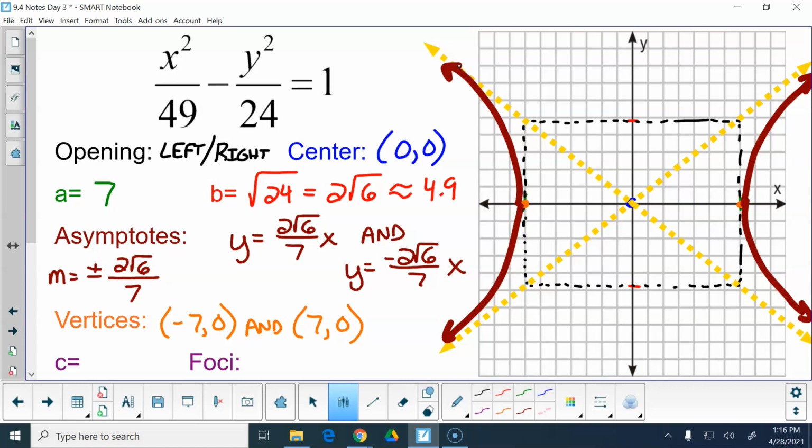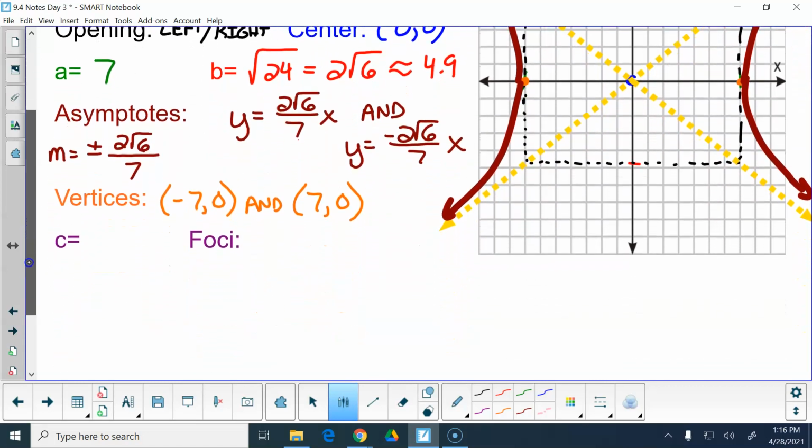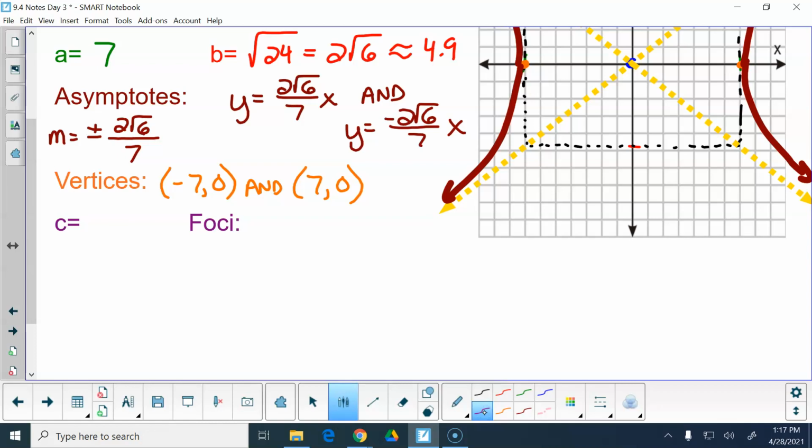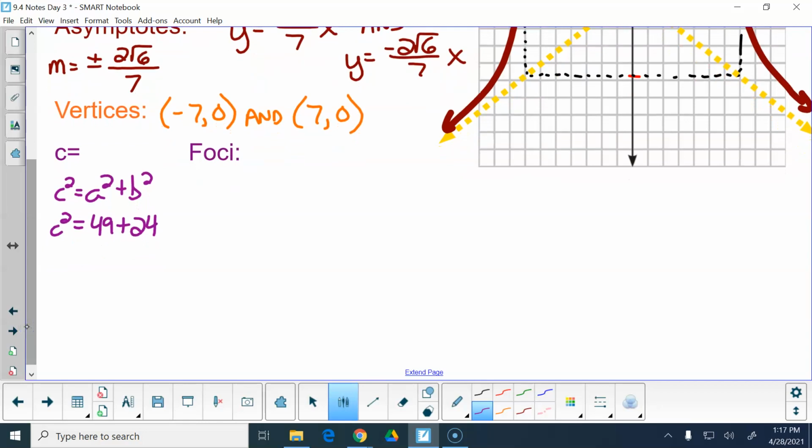And last, we need to find the foci. The equation that we're going to use to find the foci is c squared is equal to a squared plus b squared. So in this case, a squared was 49 and b squared was 24. 49 plus 24 is 73. So c then is the square root of 73.